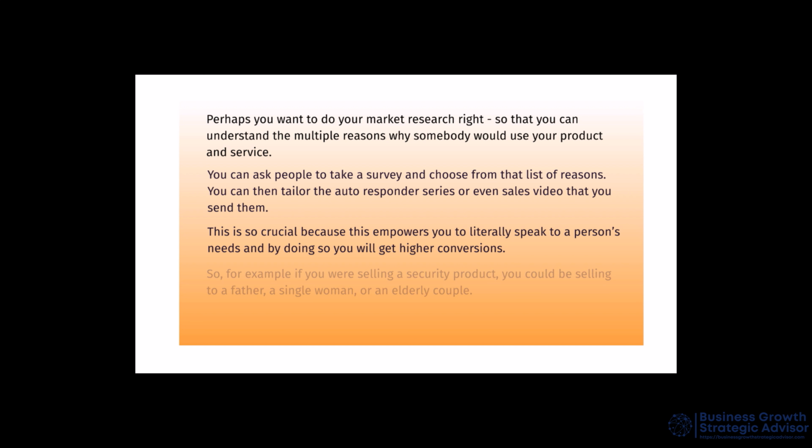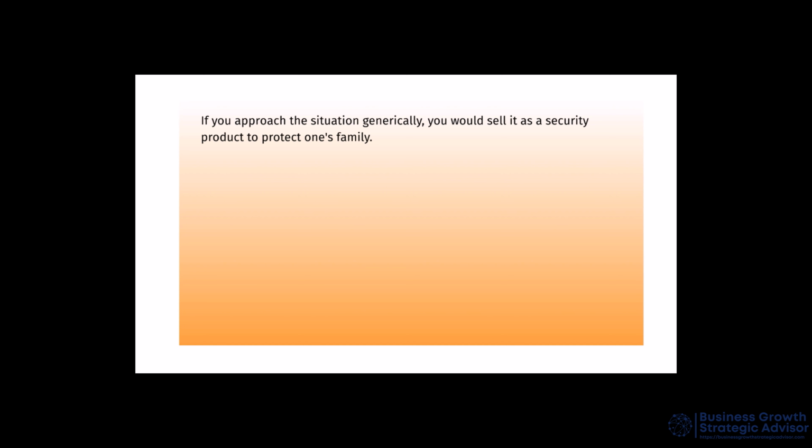So that it definitely makes more sense. For example, if you were to sell a security product, you could be selling to a father, a single woman, or an elderly couple. Now, if you approach the situation generically, you would usually sell it as a security product to protect one's family. As this example is going to show you, if you're going to speak to all 3 of those types of people the same way, it's actually not going to be as impactful. Believe it or not, these 3 types of people would have completely different needs.